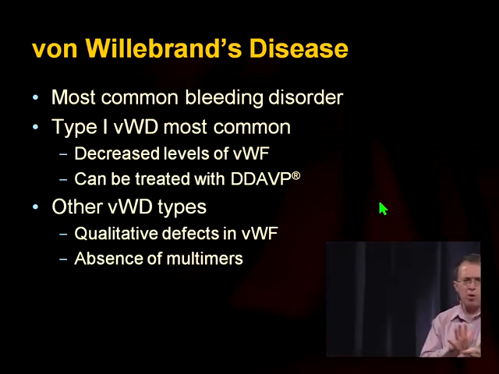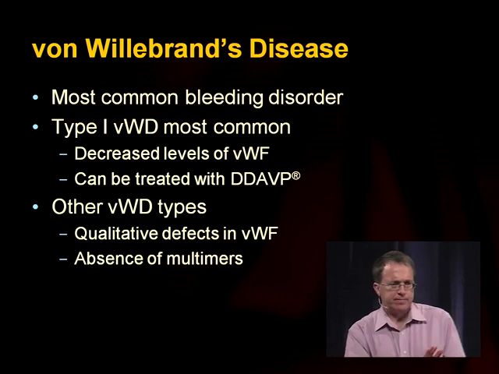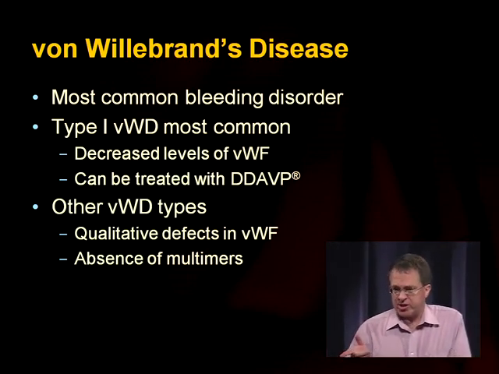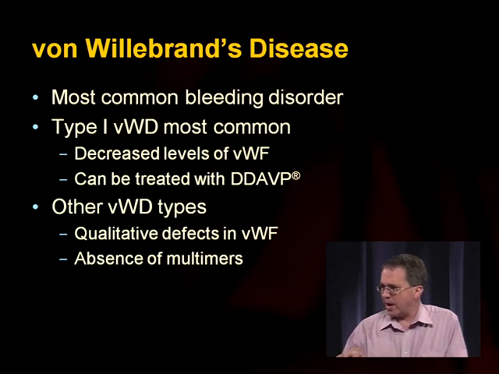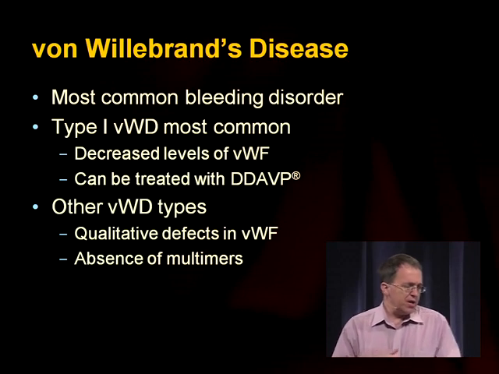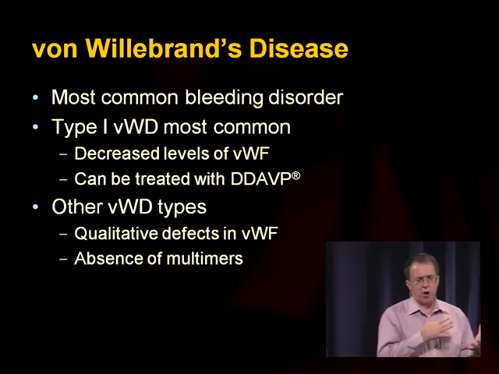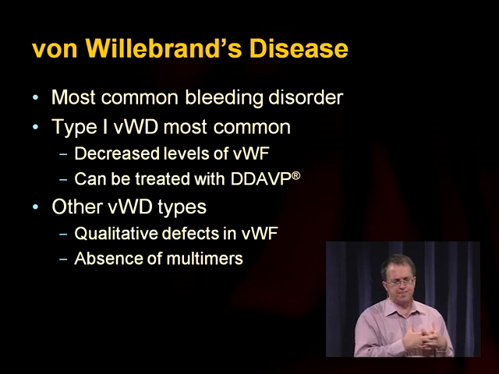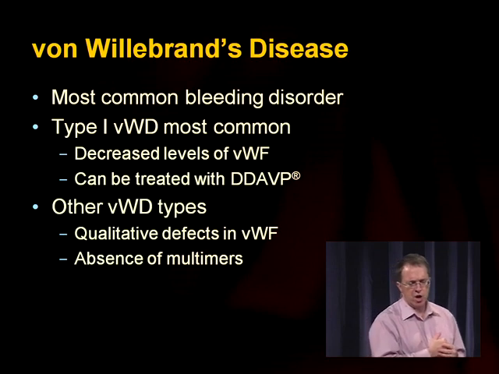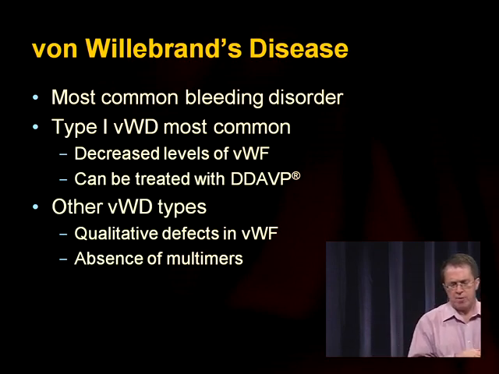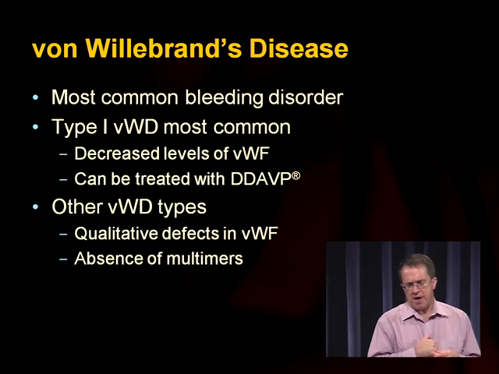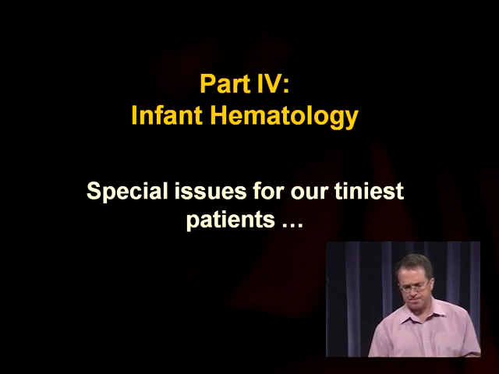So where is von Willebrand factor held? It's in the endothelial cells, right? In the Weibel-Palade bodies. I love that word. I just had to work it in. I'm sorry. But it's carried around with factor 8. So sometimes patients with VWD can have very mild prolongation of their PTT as well. There are many other types of VWD, and they typically involve some qualitative defects in the von Willebrand factor or an absence of these big multimers.